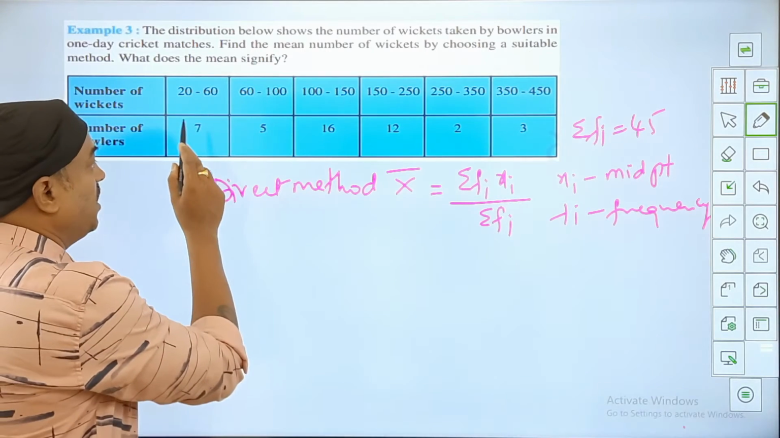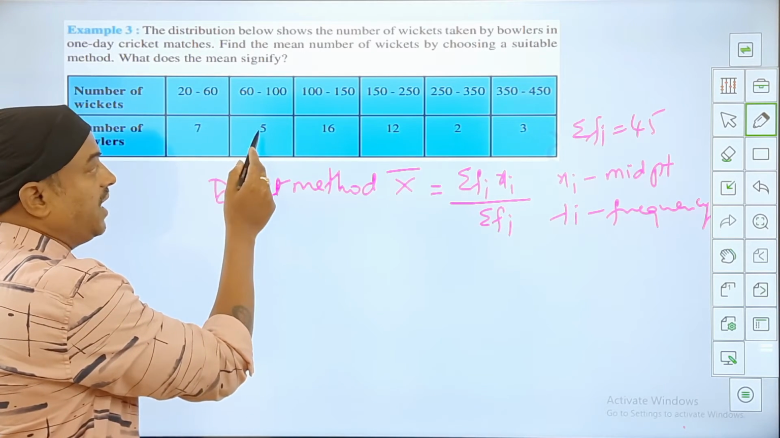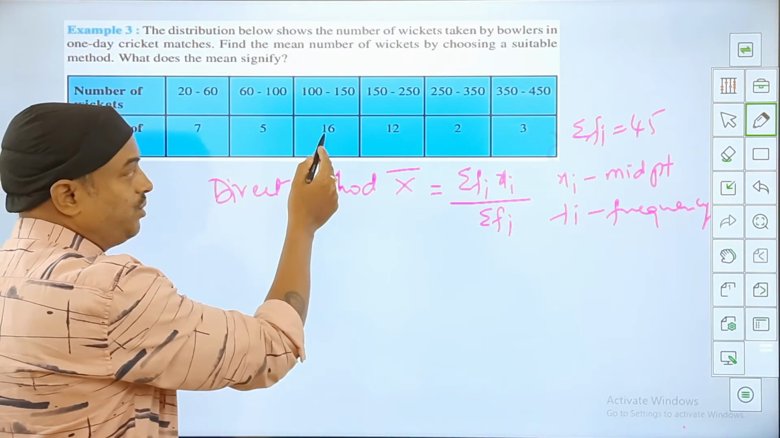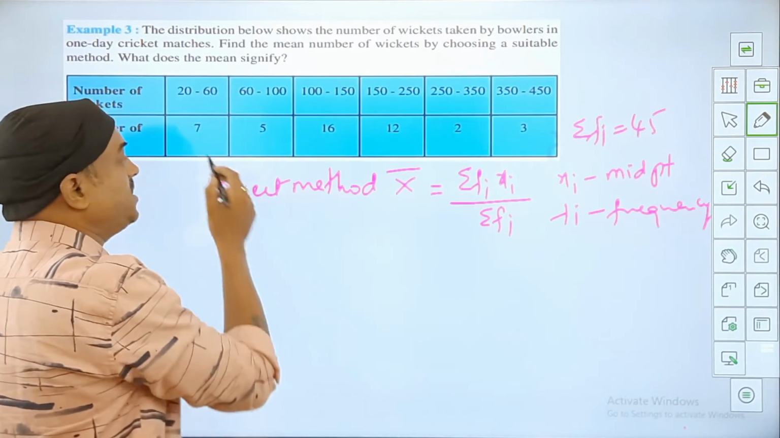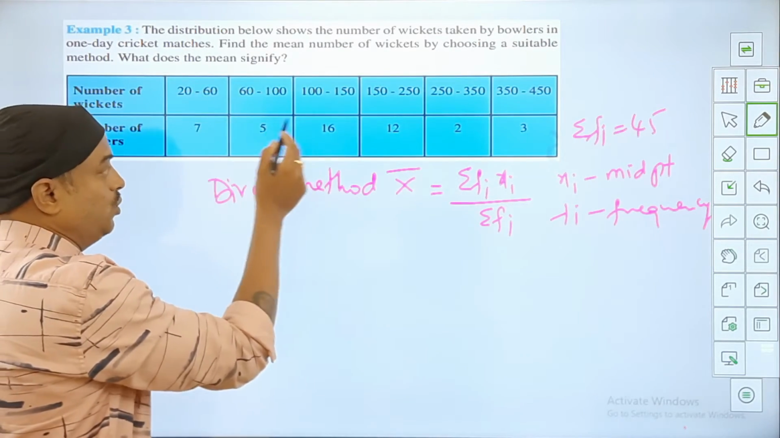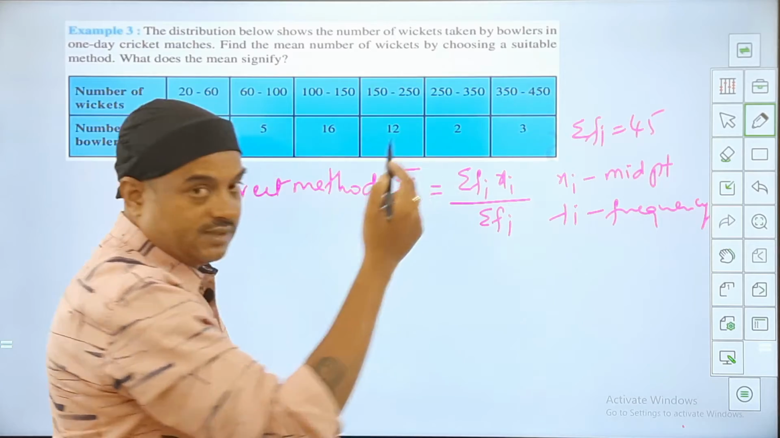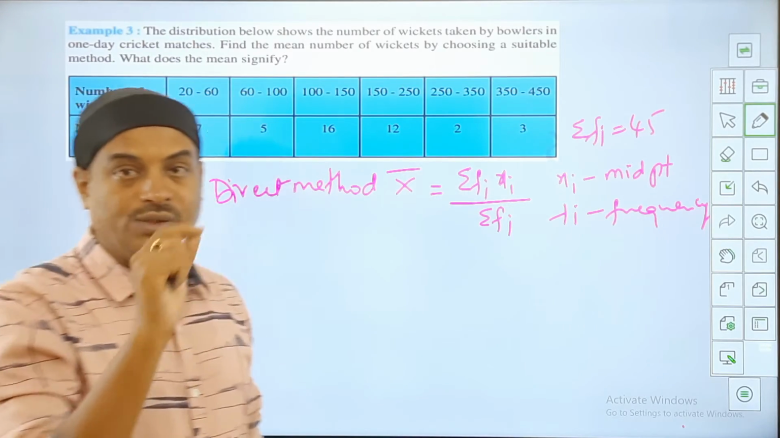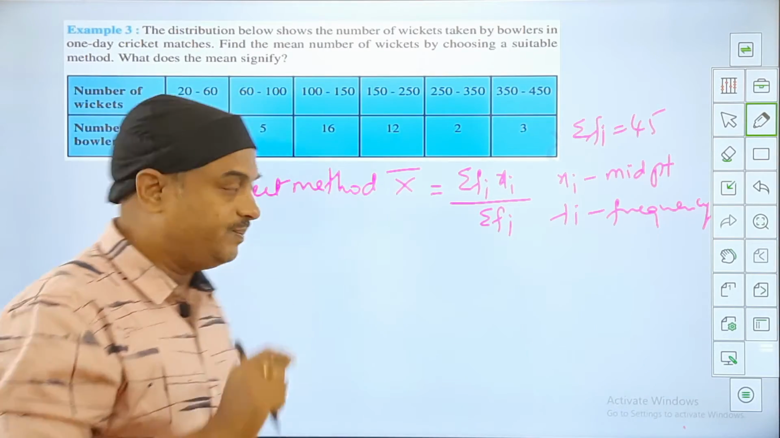i is equal to 1, 7; i is equal to 2, 5; i is equal to 3, 16; i is equal to 4. That means i will take natural numbers 1, 2, 3, 4, 5, 6. So the summation of all 6 values is 45.